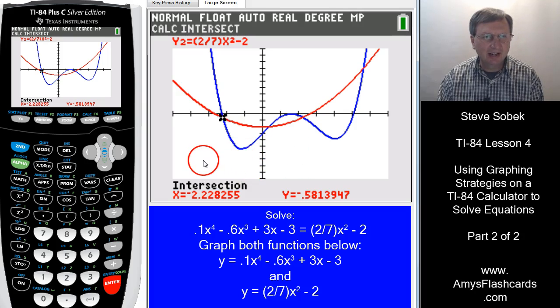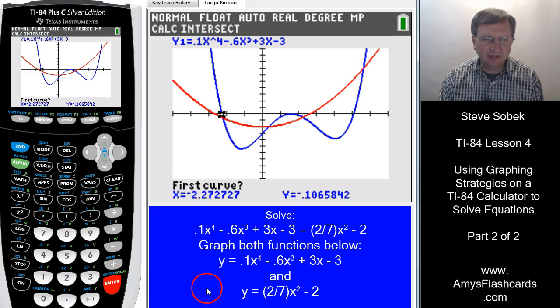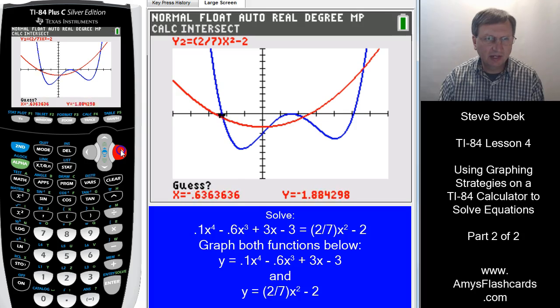All right, let's go after the next one. Second, calculate, number 5. Again, you could hit the down arrow key to highlight that and hit enter. Either way, it's faster just to hit the 5 button. And again, first curve, second curve, so it's going to be enter, enter. And then for the best guess, this time we want to hit the right arrow key to get over here in close proximity to this next point of intersection. Hit enter to accept that.